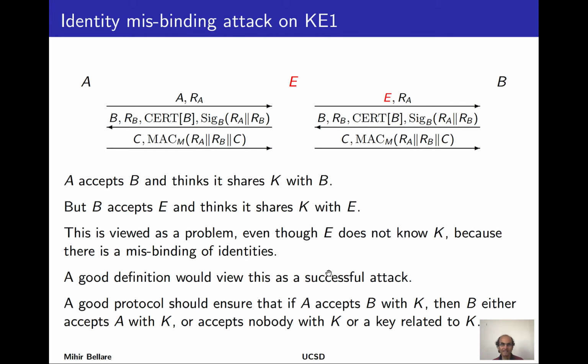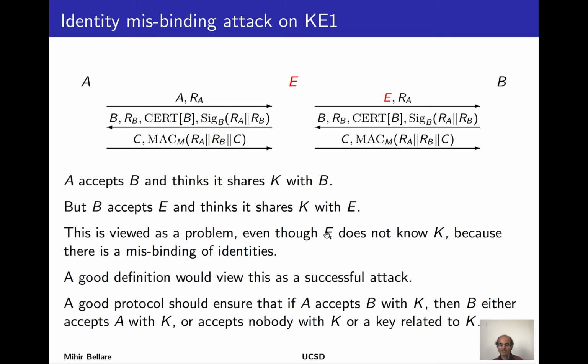Now, what makes this kind of subtle and interesting is that it's not necessarily obvious whether this should be viewed as a problem or not. One reason is that you notice that our adversary does not actually know the value of the session key. To do that, it would need to decrypt C, which would require knowing the server's secret key associated to the server's public key, and it doesn't know that.